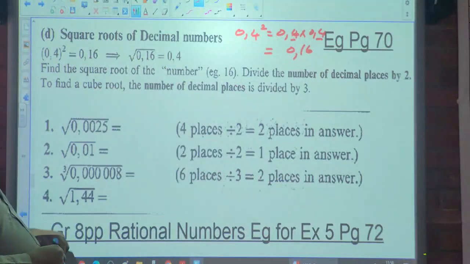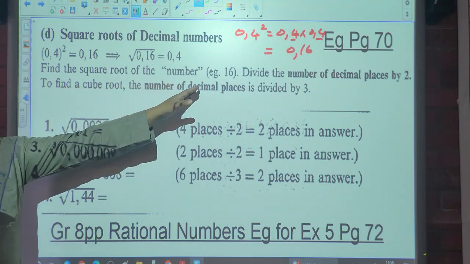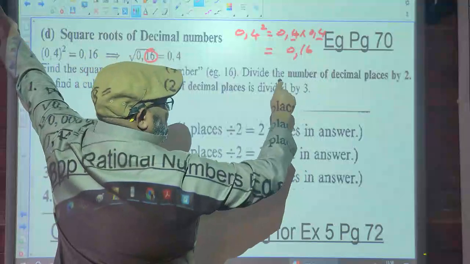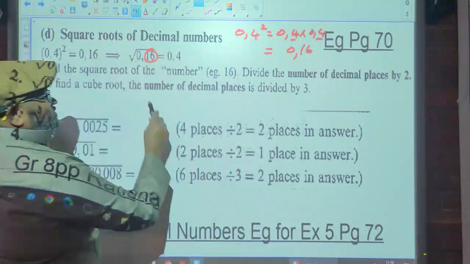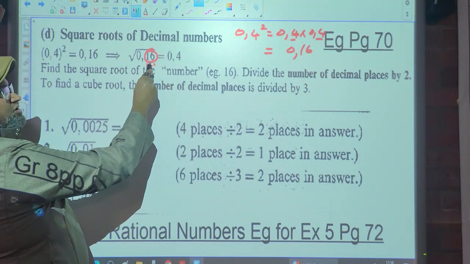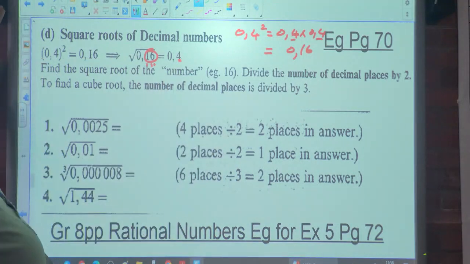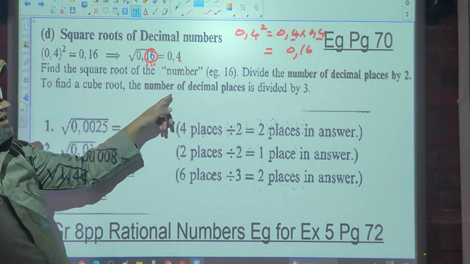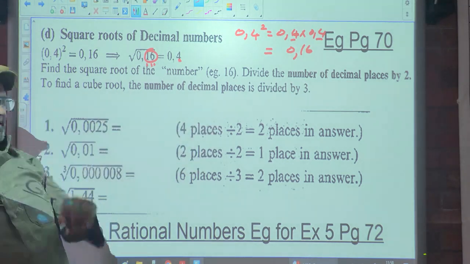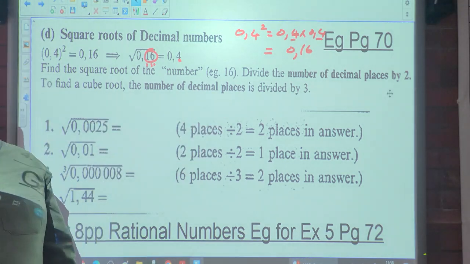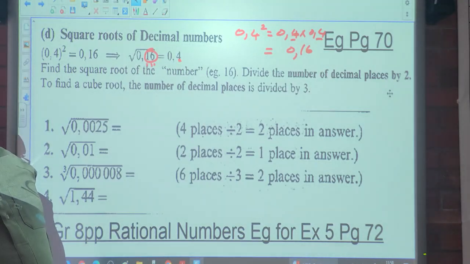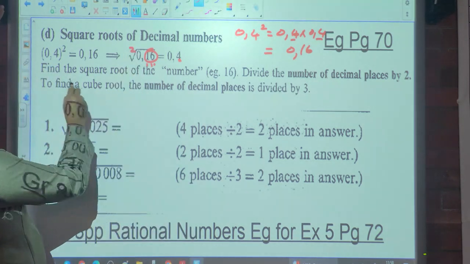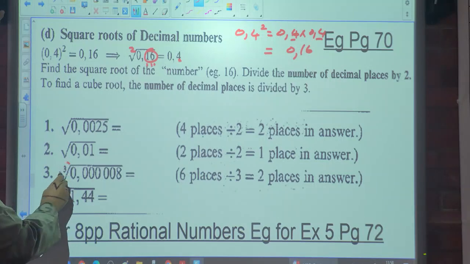0,4. Well done. So it says find the square root of a number. Example 16. So we're looking at 16 there. And then divide the number of decimals by 2. How many decimals are here? 2. And 2 divided by 2 is 1. So there's 1 digit after the comma. To find the cube root, the number of decimal places must be divided by 3. So if it's a square root, divided by 2. The cube root is divided by 3. If there's no number here, we know there's a 2, and of course the cube root is a 3, as you can see.